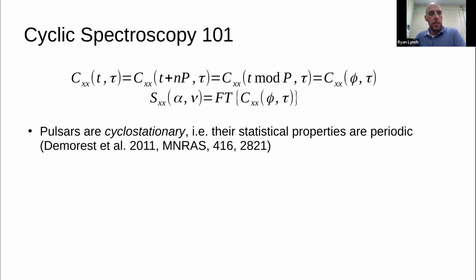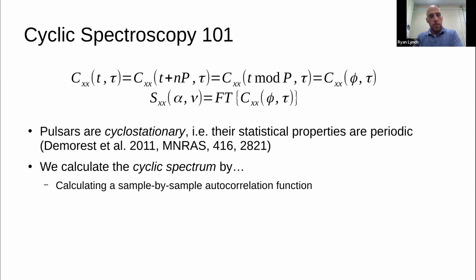So the cyclic in cyclic spectroscopy refers to the fact that pulsars are cyclostationary, which means that their statistical properties are periodic, as opposed to being time invariant. And this allows us to take advantage of this to produce something called a cyclic spectrum. So the cyclic spectrum, in a quick overview, is calculated by taking a sample-by-sample autocorrelation function of an incoming time series of data, and then folding that autocorrelation function modulo the pulse period.